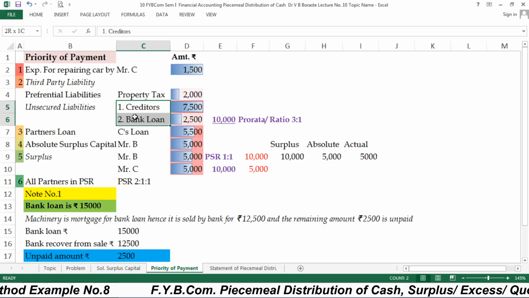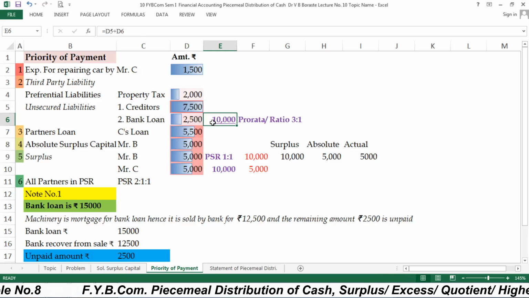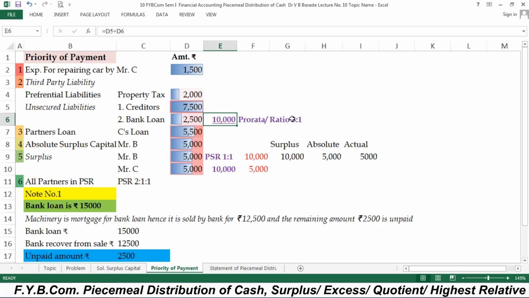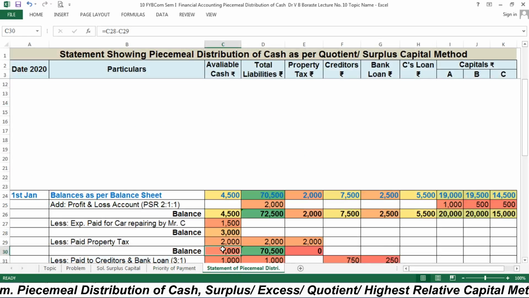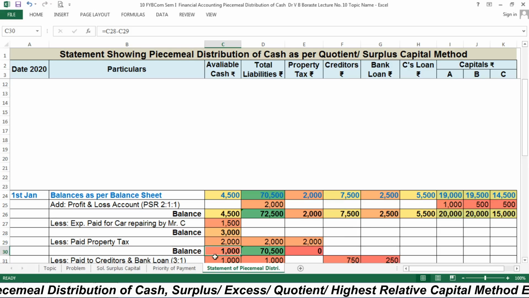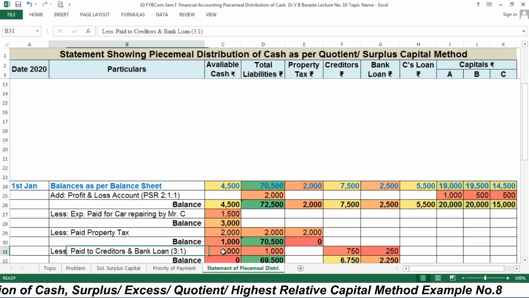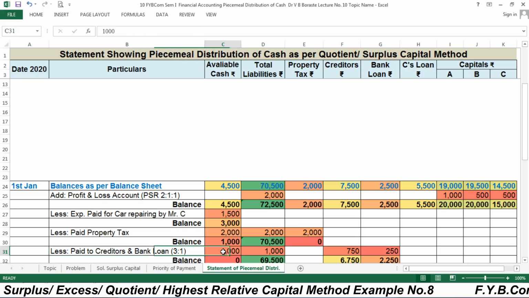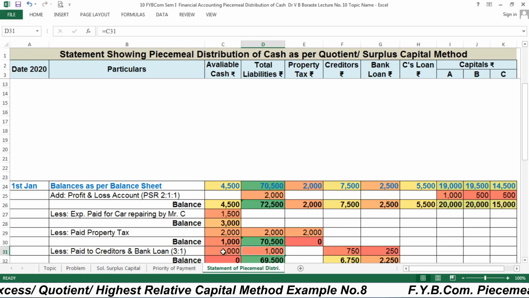Now we have to make the next payment, that is payment to creditors and bank loan. If we don't have 10,000 at that time, we have to calculate the payment in the ratio of 3:1, that is 7,500 to 2,500. So here we have 1,000 only. That means we cannot pay all the amounts to creditors and bank loan, so we have to distribute this 1,000 in the ratio of 3:1. So less paid to creditors and bank loan in the ratio of 3:1. Cash will be reduced by 1,000, and total liability again will be reduced by 1,000.